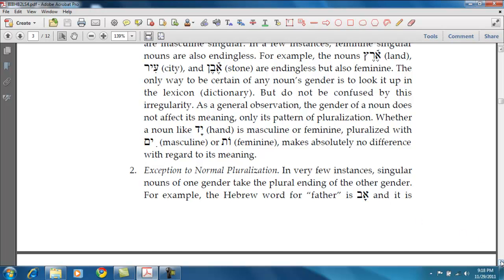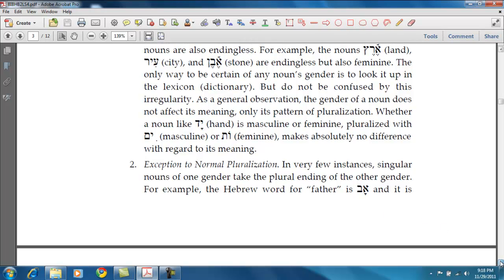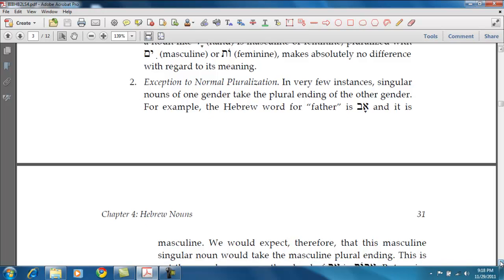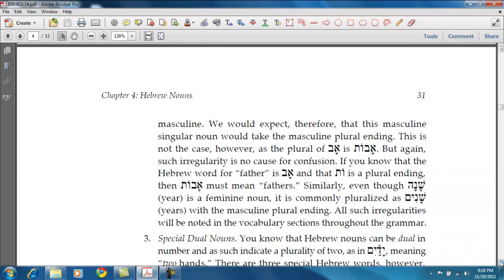Well, there are some exceptions to this, and we've learned that the word av for father is one of those exceptions. Normally, you would think it would be avim, but actually, it is avot, masculine with a feminine plural ending. But don't let this cause you any confusion. You'll know it by the nouns. If you know that the Hebrew word for father is av and that ot is a plural ending, then avot must mean fathers.